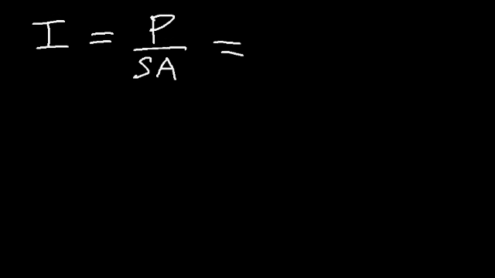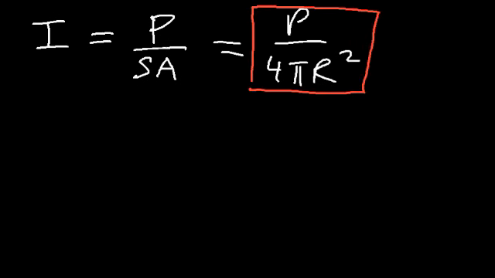Now let's talk about wave intensity. The intensity of a wave is defined as the power emitted by the source divided by the surface area of a sphere. You can just put A for area if you want. The surface area of a sphere is 4 pi r squared. So intensity is equal to the power divided by 4 pi r squared. The intensity has the units watts per square meter.